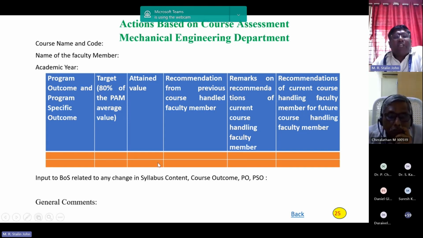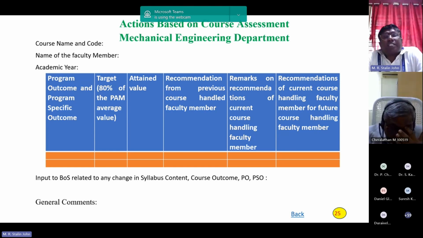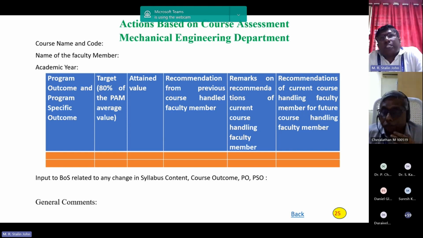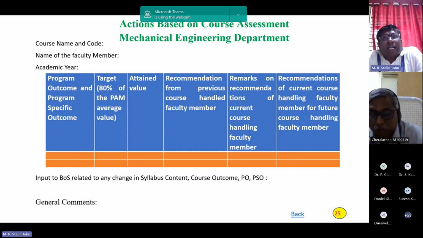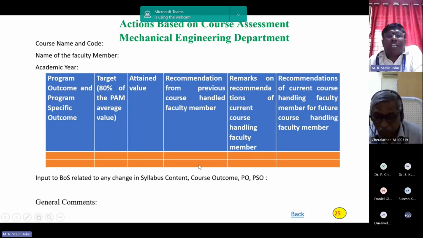Then whatever the attained value and the recommendation from the previous semester. Most of the time we never bother about the recommendations given by the previous course faculty. So this form is revised in such a way that suppose I am offering this course in an even semester and the next time it is offered in the odd semester, they should collect the file from me. They should collect this form from me, and whatever recommendation I gave, they should fill it here, and this should be discussed in the first class course committee meeting.